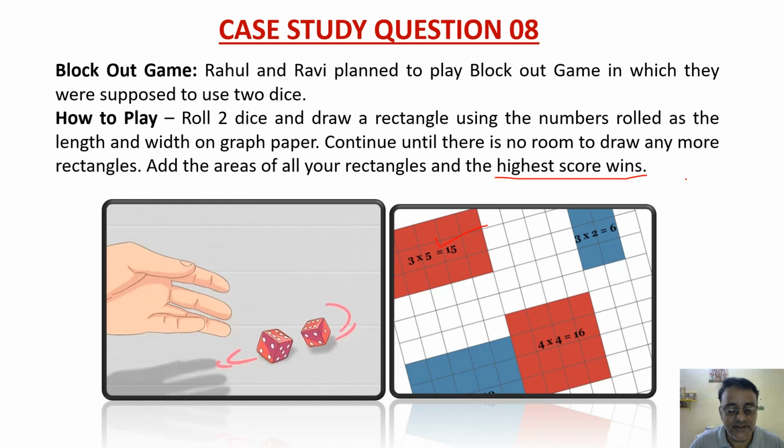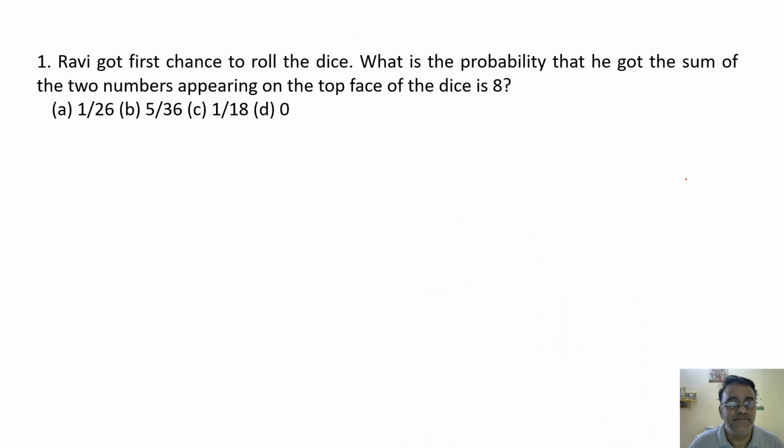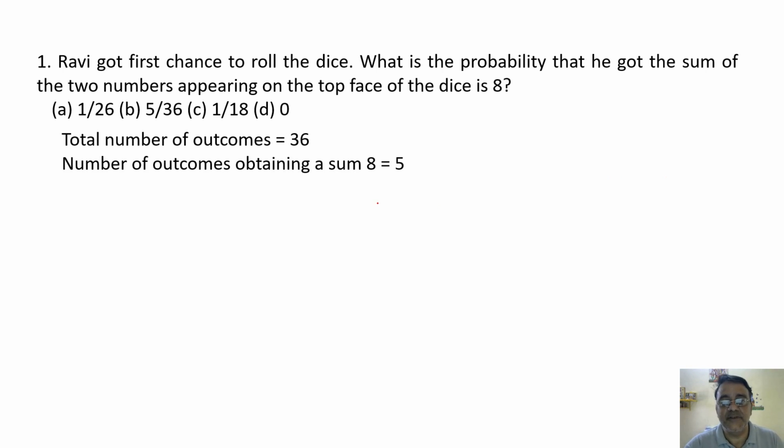Now based on this, let us start with the first question. Ravi got the first chance to roll the dice. What is the probability that the sum of the 2 numbers appearing on the top face of the dice is 8? So how many times will the sum 8 come? 5 times. The total number of outcomes is 36 and the number of outcomes obtaining a sum of 8 is 5, and the required probability is 5 by 36, right, and the correct option is option B.